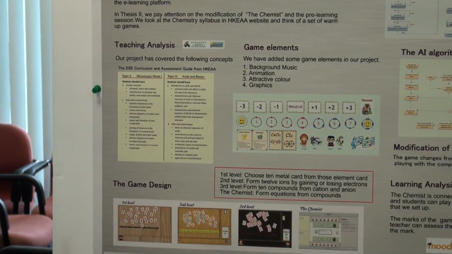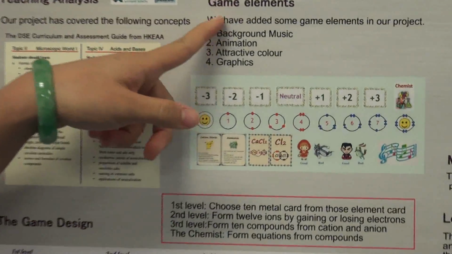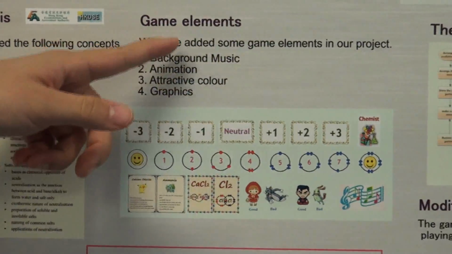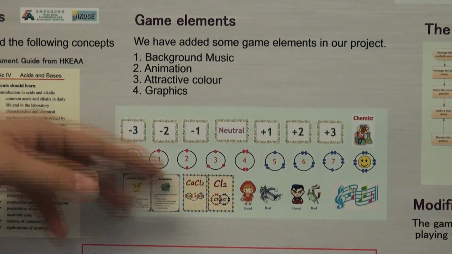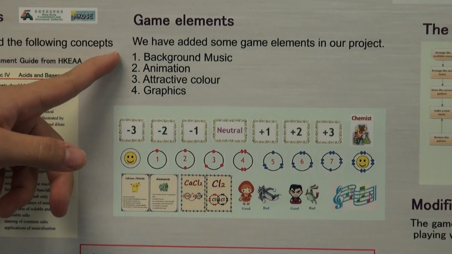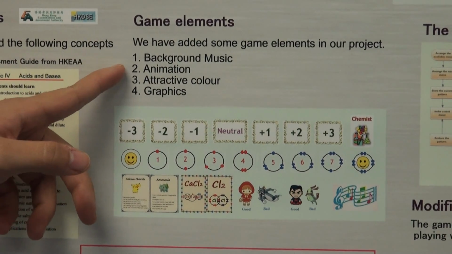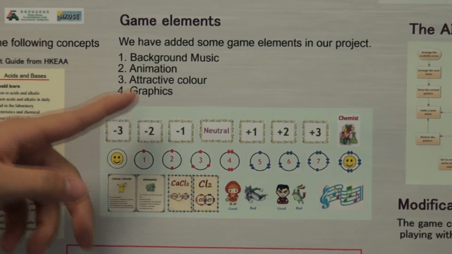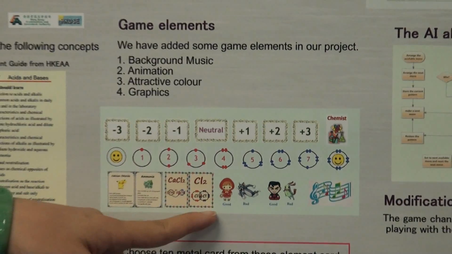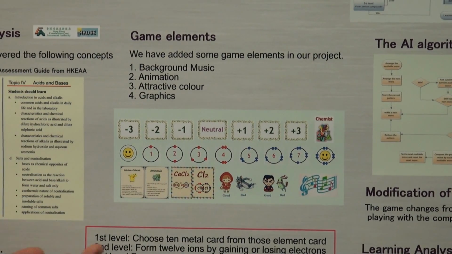As we want to make the game more interesting and exciting, we have added some game elements into the game. There are 4 points. For example, we add background music into the game so as to make the game more exciting, and also animation. The animation is used to decrease the distance between the good guy and bad guy, so as to represent the time left.